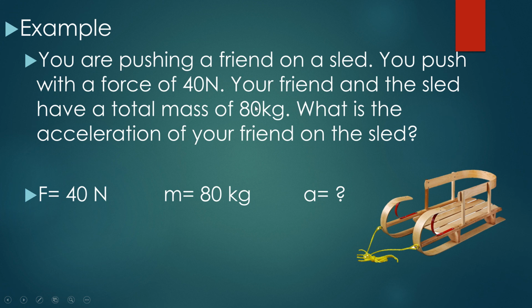Your friend and the sled have a total mass of 80 kilograms. So 80 is your mass. Don't get too caught up in the wording here. The total mass that we're looking for is 80. So it's asking you, what is the acceleration? So we know the force and we know the mass.